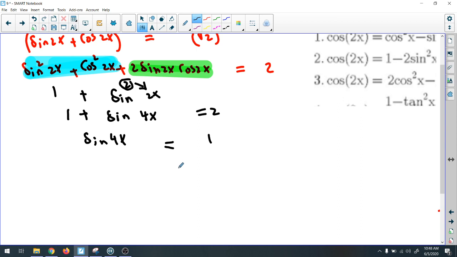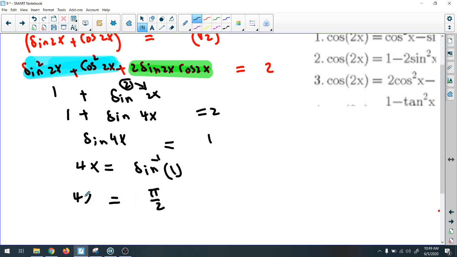And then we eliminate sine. So 4x equals arc sine of 1, the angle whose sine is 1. And you know the angle whose sine is 1 is 90 degrees. It's just one solution. So it's 90 degrees, or pi over 2.